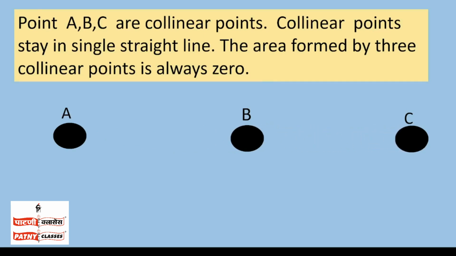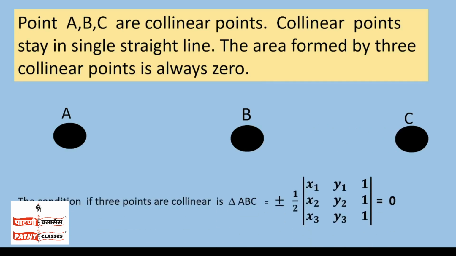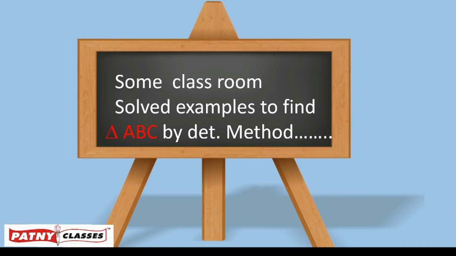The 3 points A, B, C are collinear points. Area included by 3 collinear points is equal to 0. Therefore, the condition for 3 points to be collinear is given by the relation as shown below. Now let's have some classroom solved examples to find the area of a triangle by determinant method.